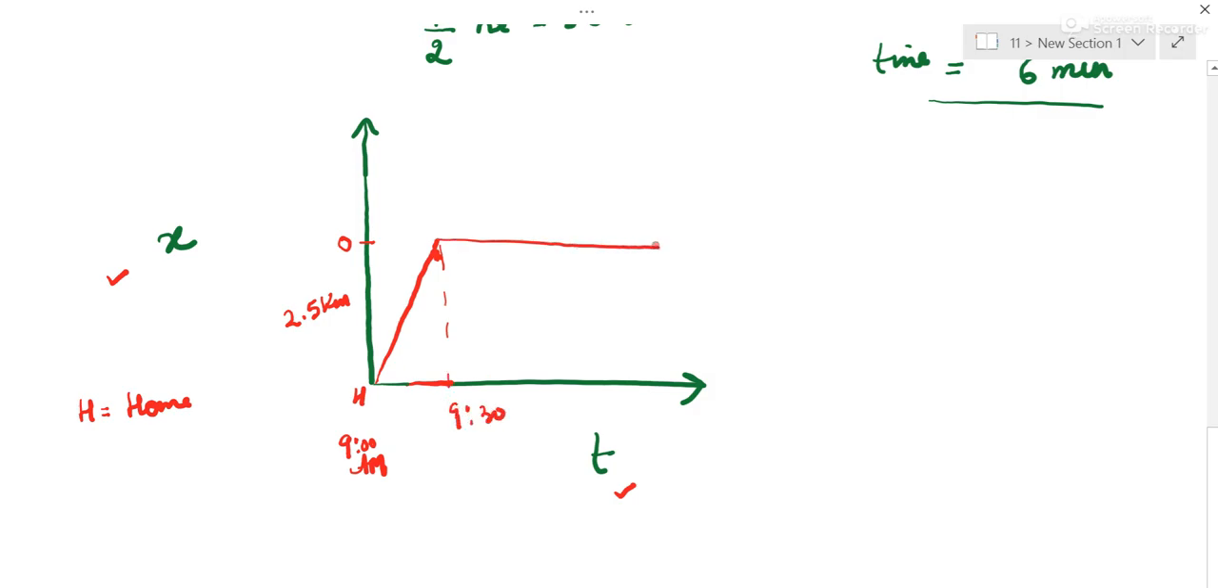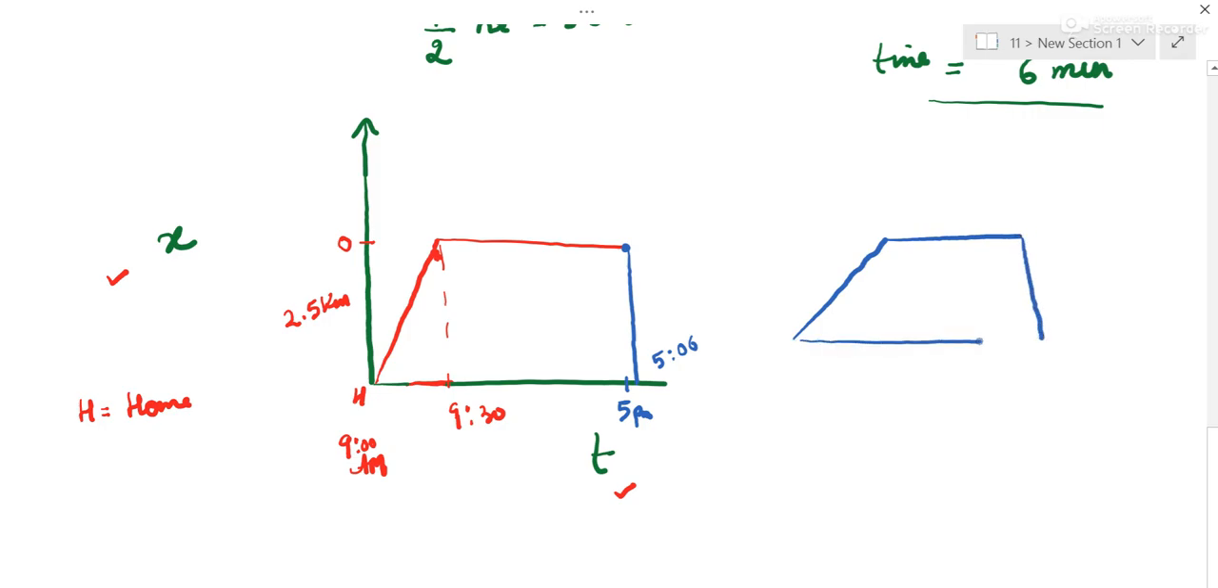Now she stays in the office up to 5 p.m. and then within 6 minutes she reaches home. So this graph is gradual when she is going, taking 30 minutes. She stays in the office and then she reaches quickly, so it has to be steep. This is the kind of graph that we obtained for position and time with all the details.